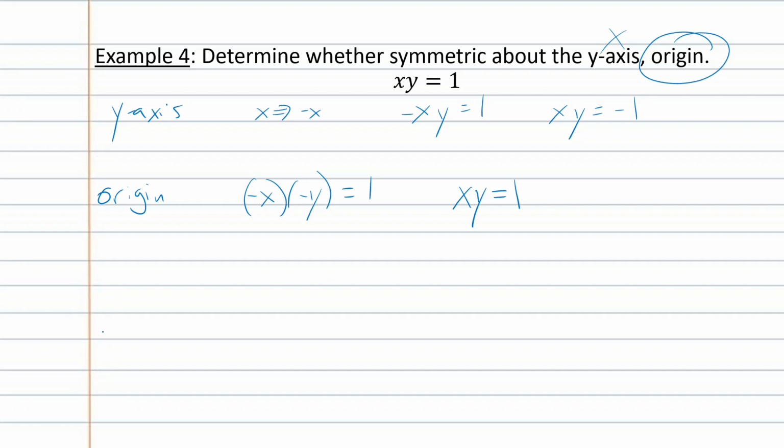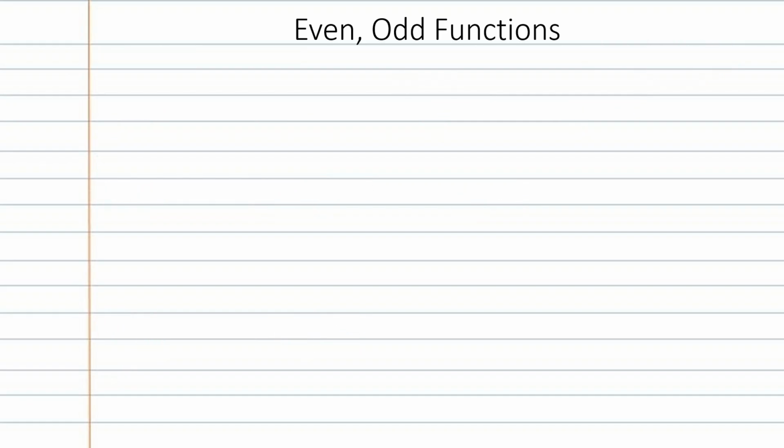It didn't ask us to check the x-axis, but if you wanted to check the x-axis here, you could. You would replace y with negative y. So it's just a regular x, it's not a negative x. And you would see that it isn't reflective about the x-axis either. So this one's only reflective or symmetric about the origin.